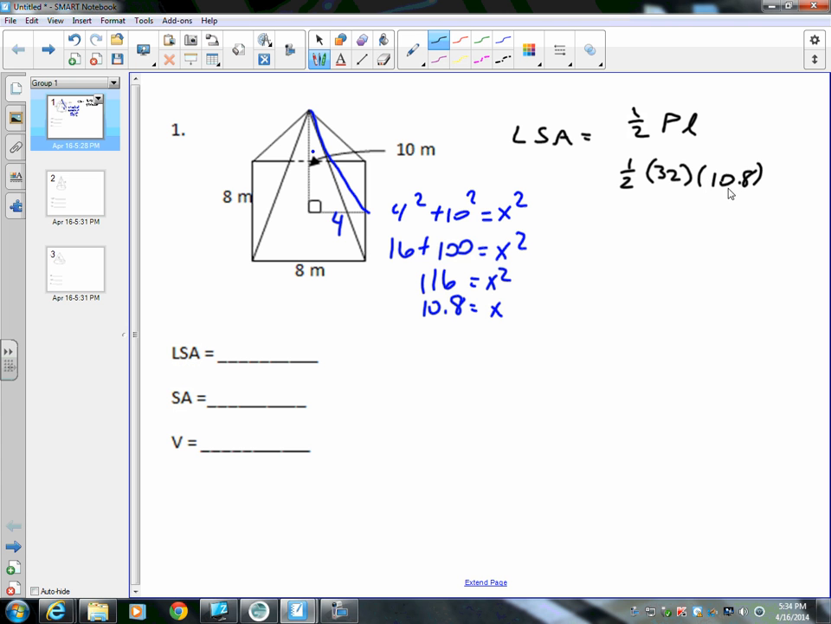Okay, now that we have all three pieces of the information, multiply these together. 1/2 times 32 times 10.8 gives us 172.8, and that is lateral surface area.